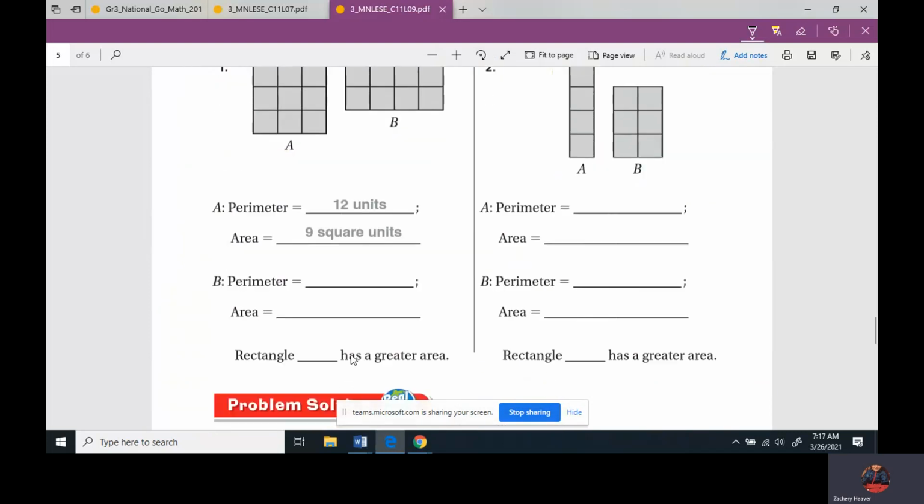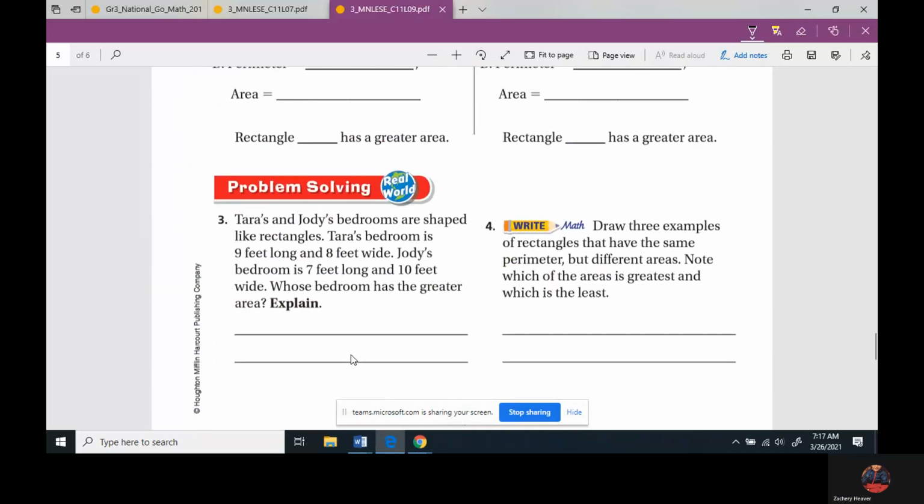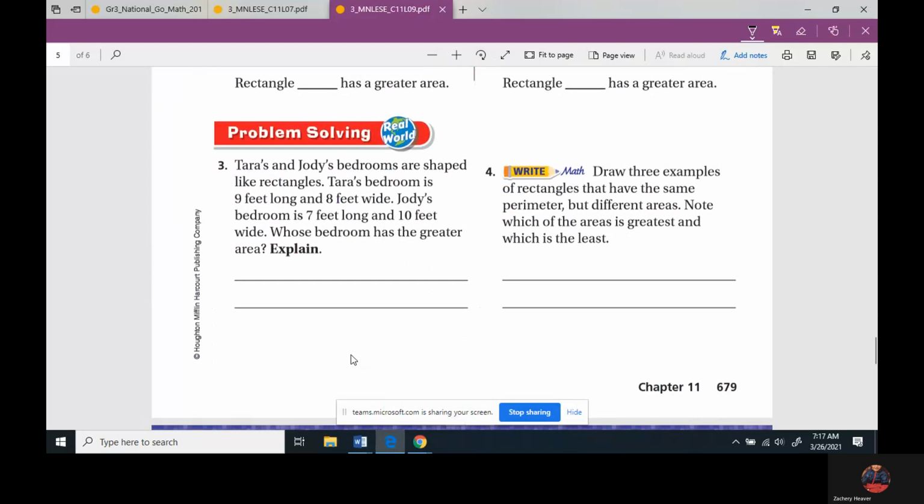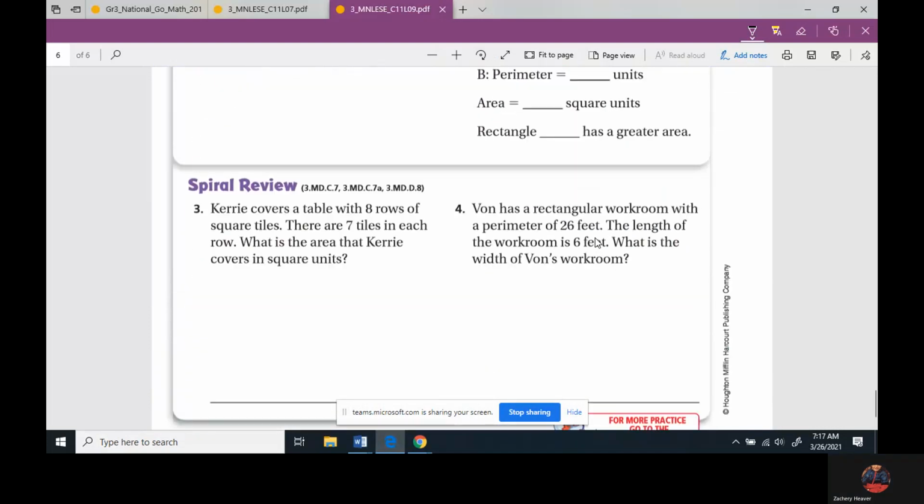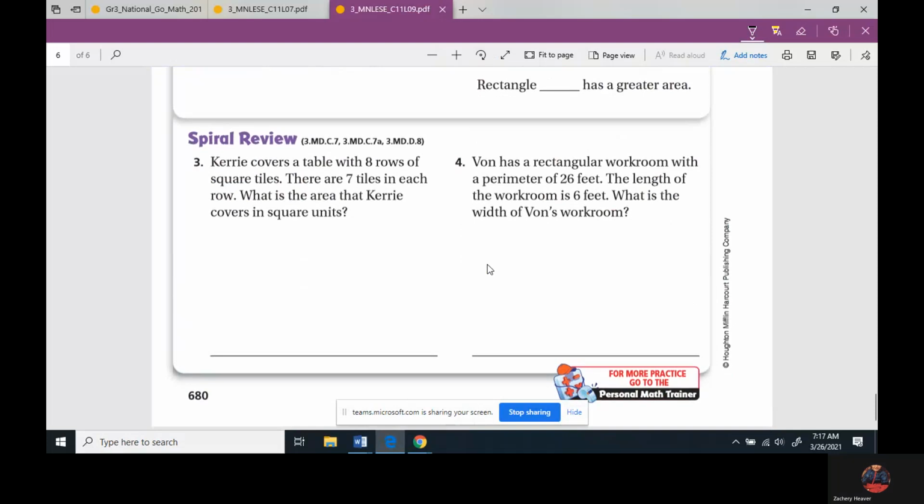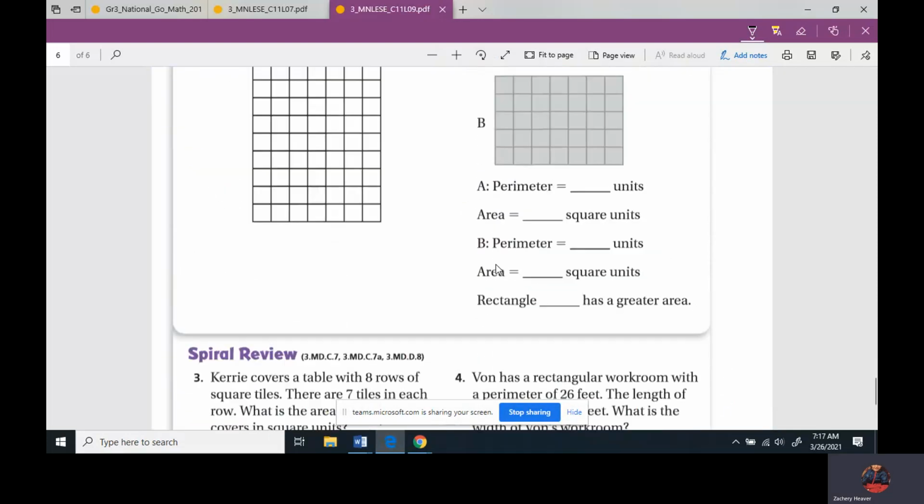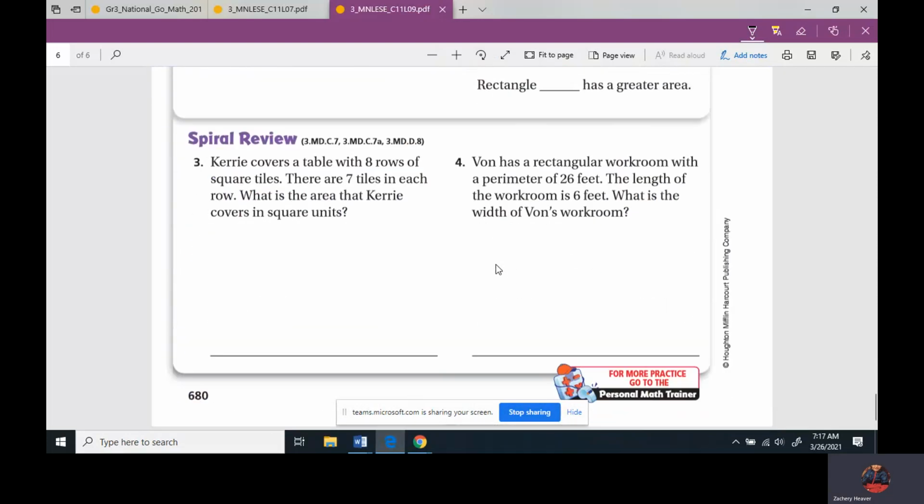Okay, the practice homework. Skip number 4 because they want us to do that on grid paper. I know you might not have grid paper. And on the back, should be pretty good. It's only 4 questions.